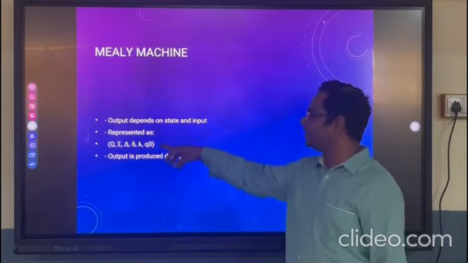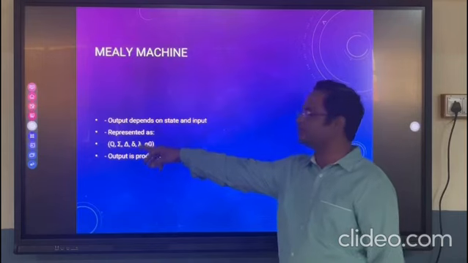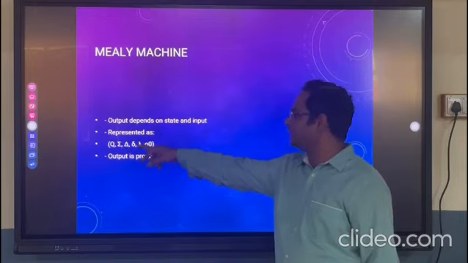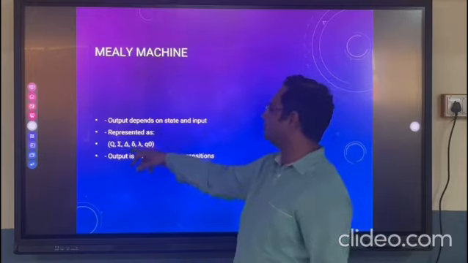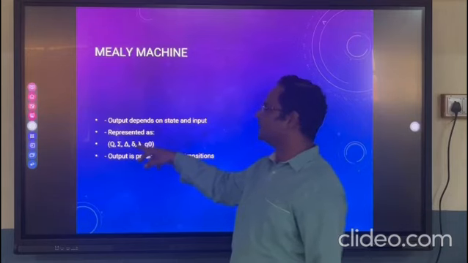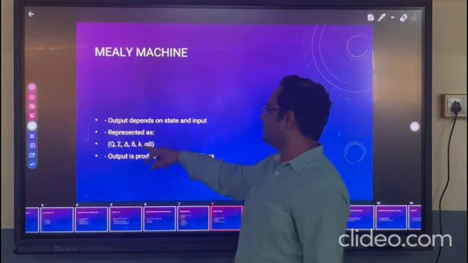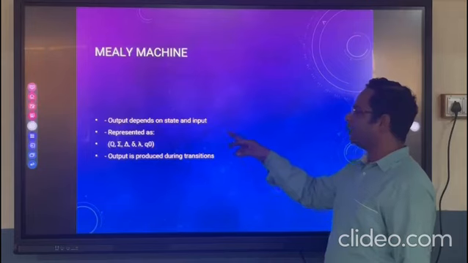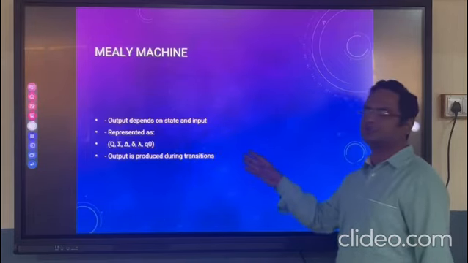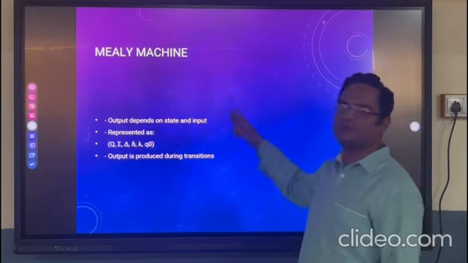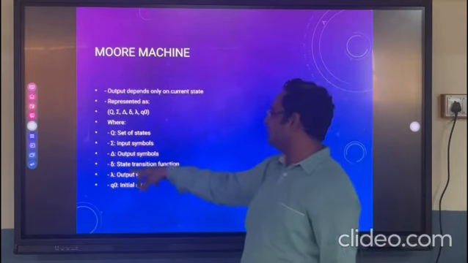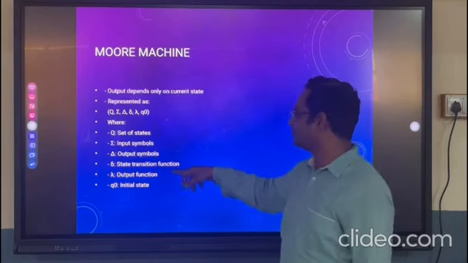And here it is represented as capital Q. Capital Q is the set of states. Sigma is the set of alphabets, and the triangle is the output symbol. Delta is the transition function, lambda is the output function, and Q naught is the initial state. And output is produced during the transitions. That is the concept of the Mealy machine, and that was the Moore machine concept, where delta is the state transition function and lambda is the output function.